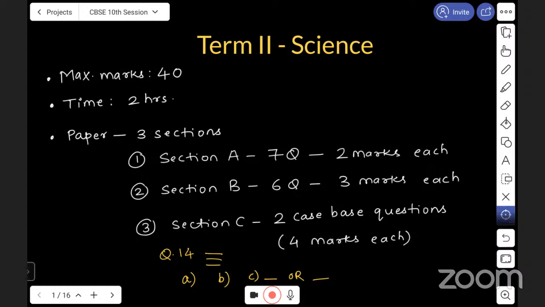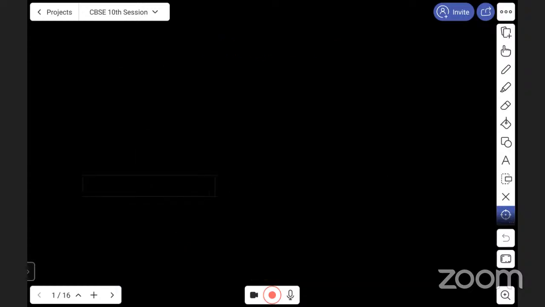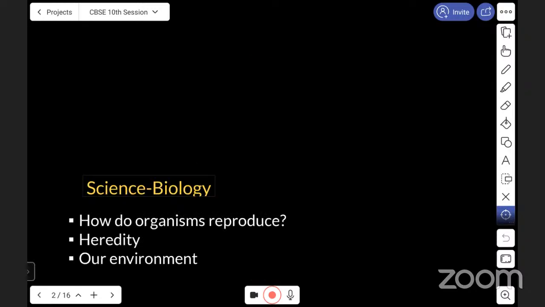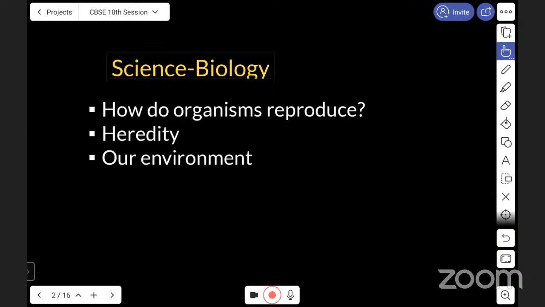Now let's quickly revise and go through some important topics from the biology section. For your term 2 examination, you mainly have 3 chapters from the biology section. You have chemistry and physics also, but we will today discuss mainly the biology part. The chapters are: How do organisms reproduce, Heredity, and Our environment. All three chapters are very, very important, so read the textbook carefully.